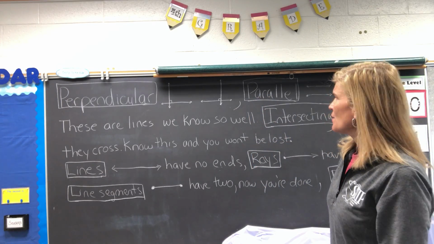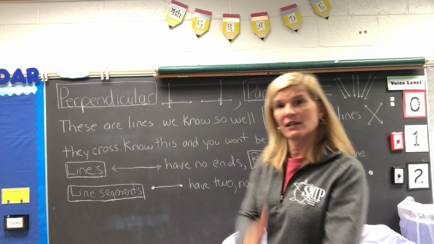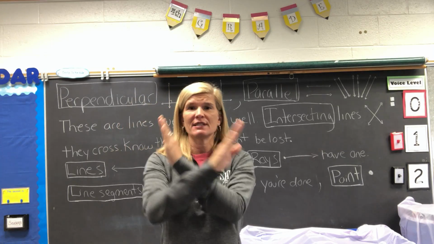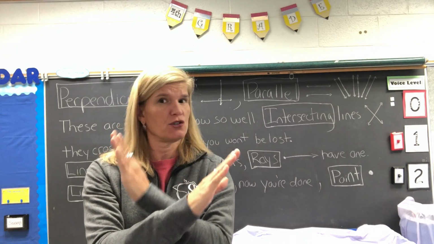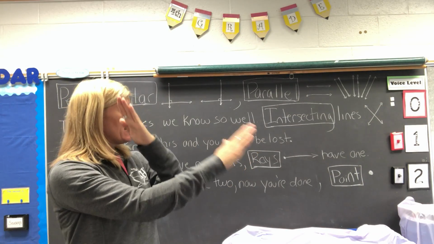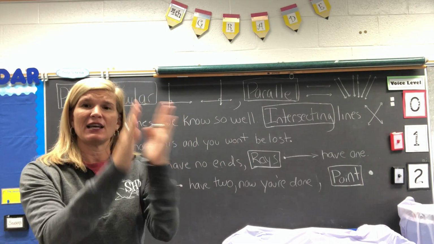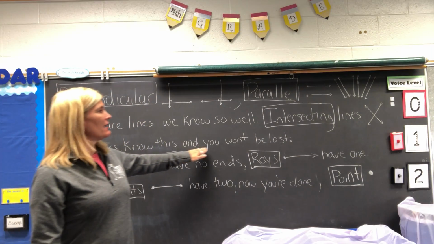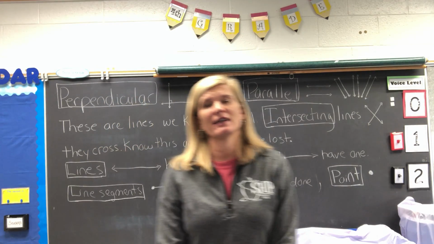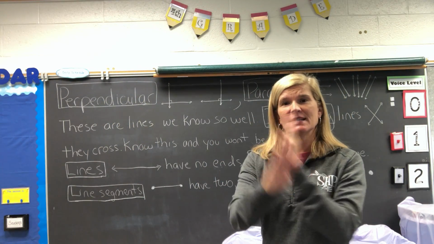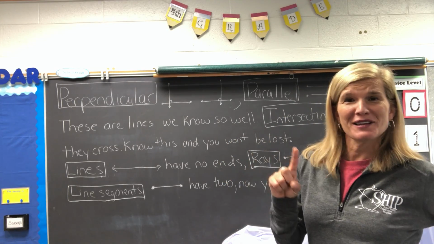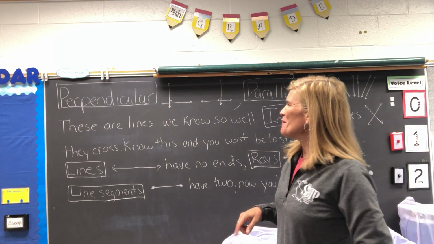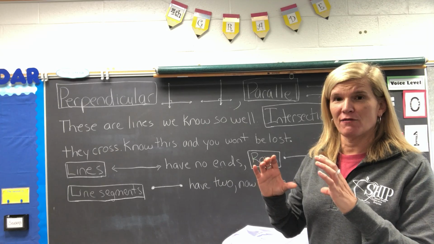Good. All right, so the next thing we're going to do is intersecting lines. And intersecting lines, they actually do cross, and that's what you're going to say. So you'll say intersecting lines, they cross. Just like that, because you've still got your lines. All right. And then you just kind of add, know this and you won't be lost. So it's intersecting lines, they cross. Know this and you won't be lost. So you can be a little sassy in there if you want to. And then that's the whole first part of what we're learning, okay?